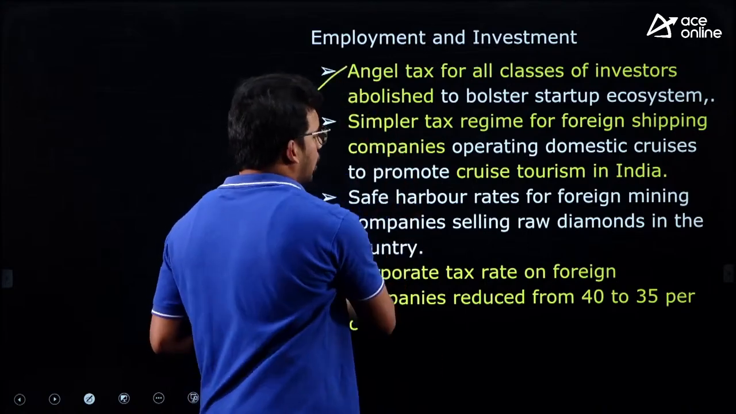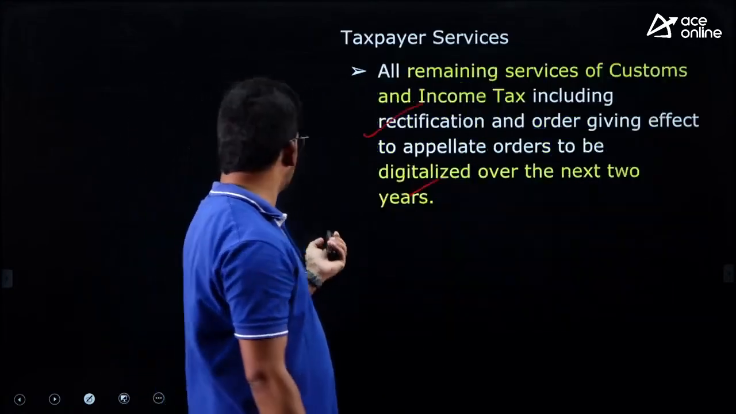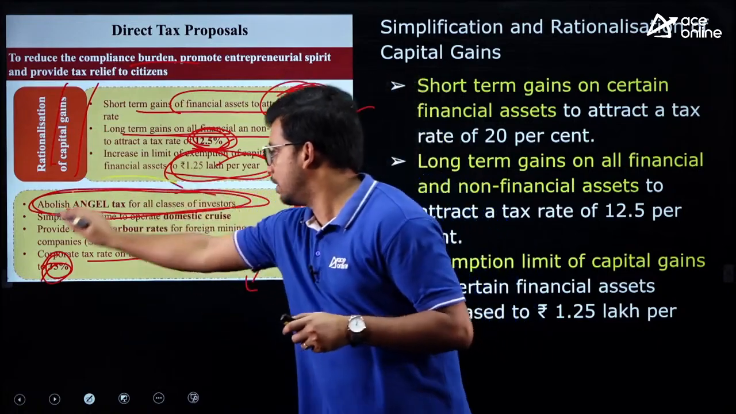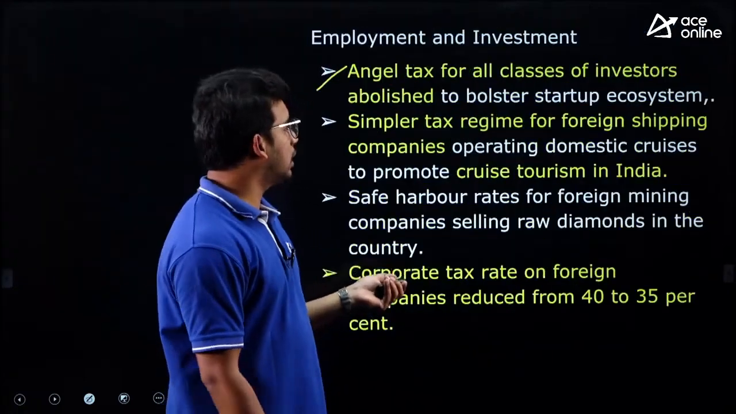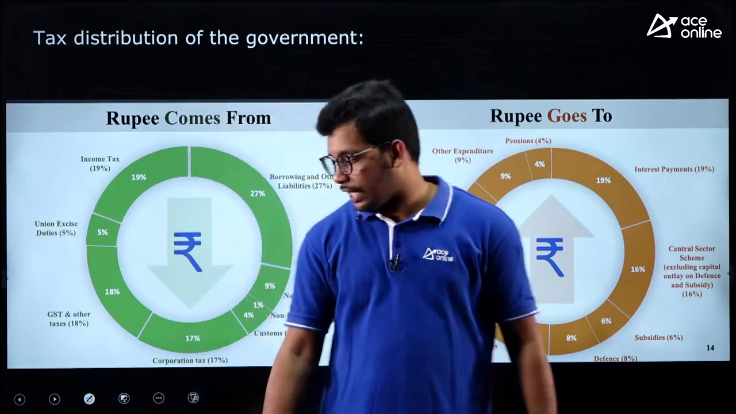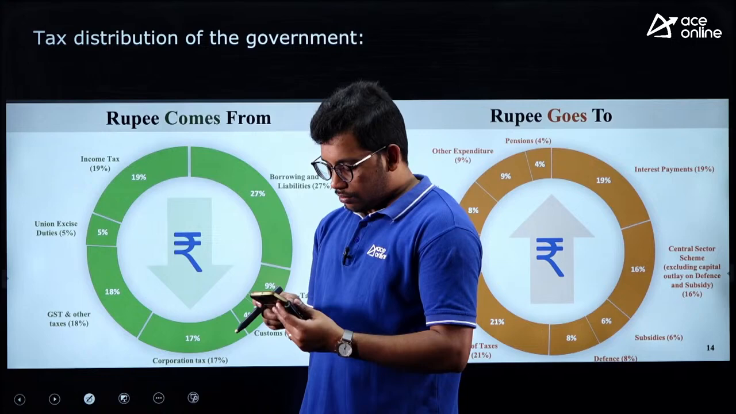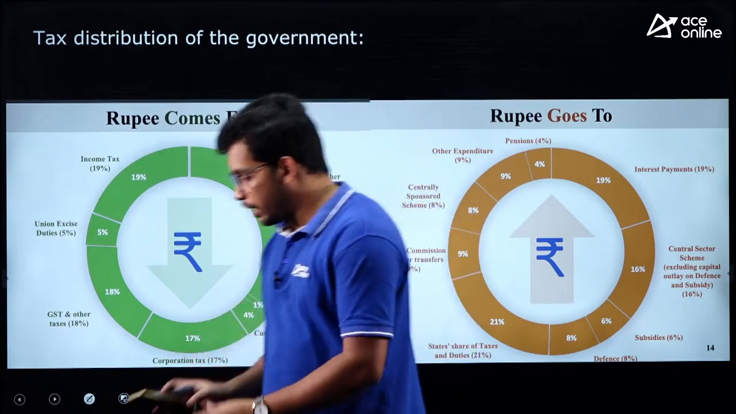Angel tax, this we have already discussed, 40% to 35%. We have discussed already, this is the same point here in the explanation, fine. So that is the important tax benefit. Now coming to the data, there is a lot of important data to be remembered.